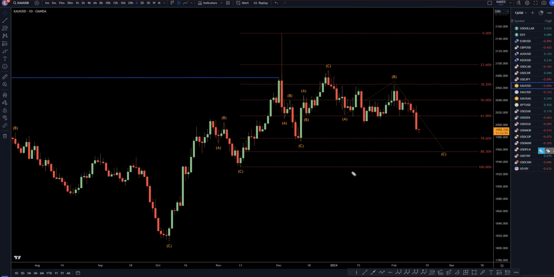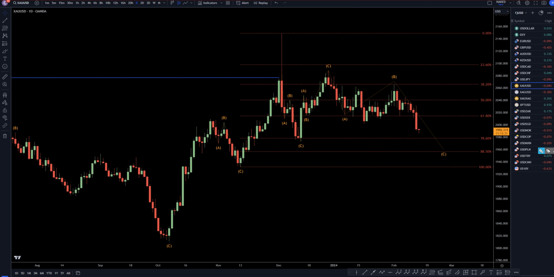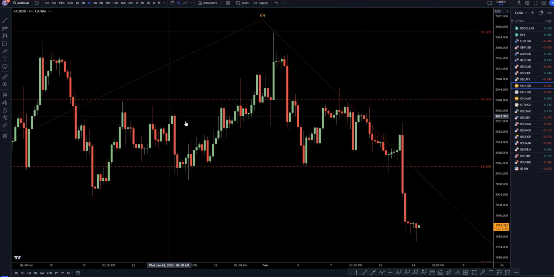Daily time frame, I'm still looking at this as 1, 2, 3 waves down, which I'm calling a W. 1, 2, 3 waves up, which I call an X. I think it's going to be 1, 2, 3 waves down for wave Y. I expect it to go down to one of these two Fib levels, maybe the 88.5 is even more likely, before it actually does end up continuing back up. I think this is a 1, a 2, and eventually it's going to go up and make a big wave 3. So let's take it down to the 4 hour time frame.